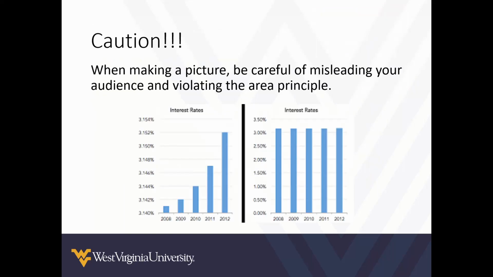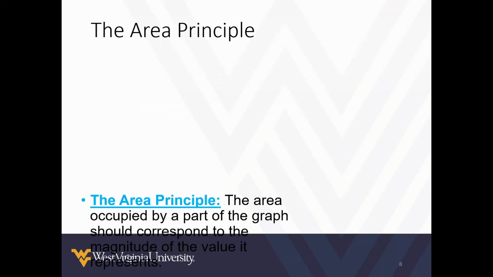If we go back to this graph, notice that for the graph on the right, we started at 0% and went to 3.5%, whereas the graph on the left started at 3.14%. Changing the scale, changing the starting point, can be an issue with the area principle.